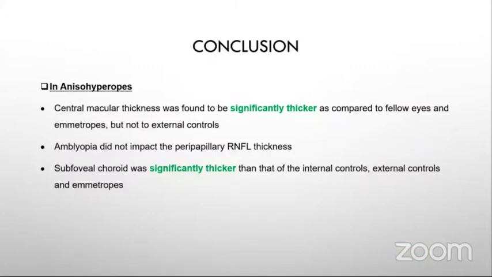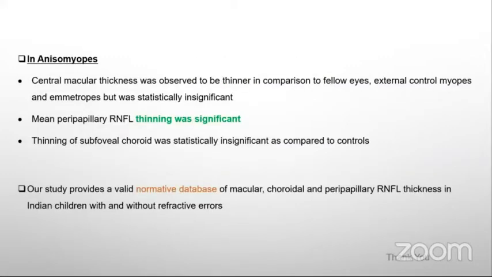So to conclude, in anisohyperopes, there was significant thickening in the central macular area and the subfoveal choroidal thickness. However, there was no impact on the peripapillary RNFL thickness. And in anisomyopes, there was significant thinning in the mean peripapillary RNFL thickness. However, in macular thickness and subfoveal choroid, there was no statistical difference as compared to the control groups.